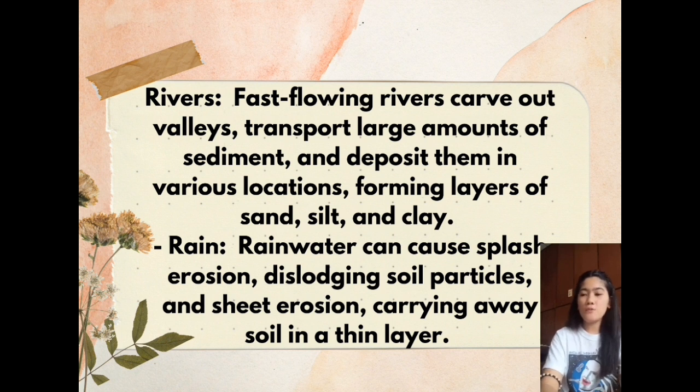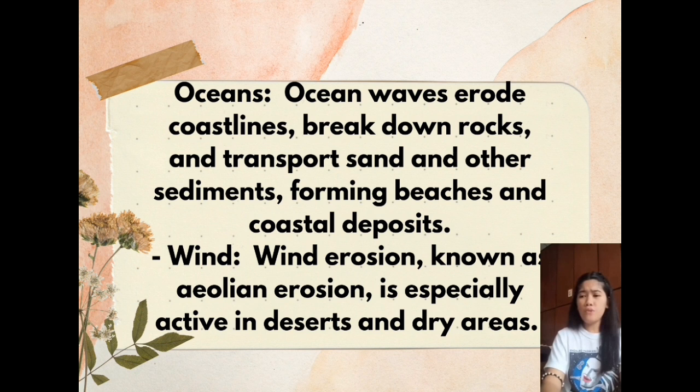Rainwater can cause splash erosion, dislodging soil particles, and sheet erosion, carrying away soil in a thin layer. Ocean waves erode coastlines, break down rocks, and transport sand and other sediments, forming beach and coastal deposits.